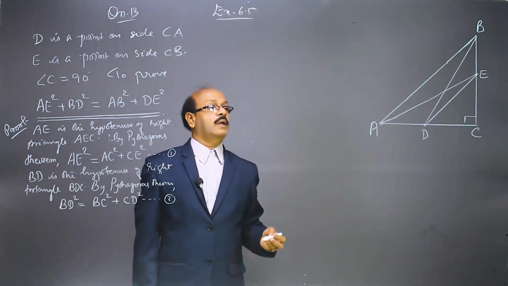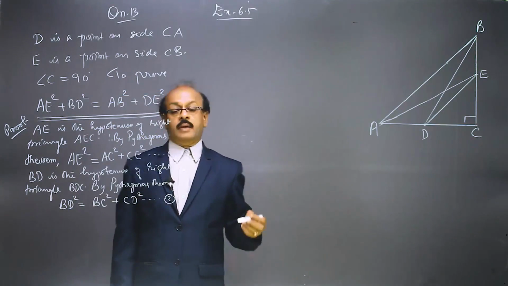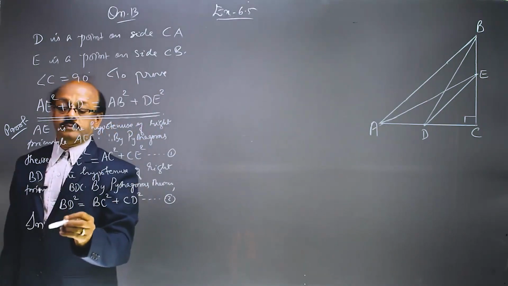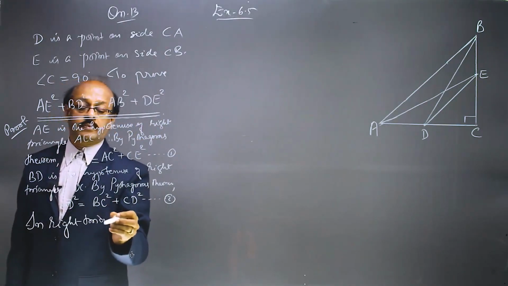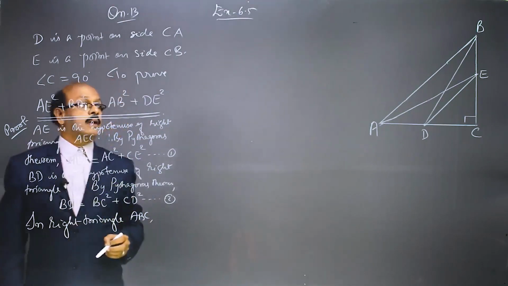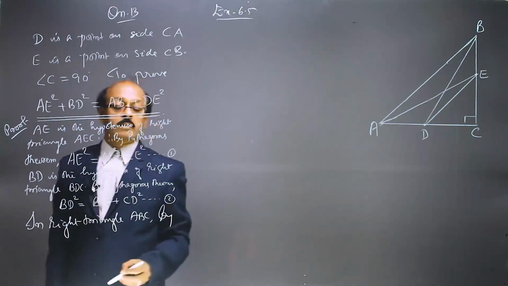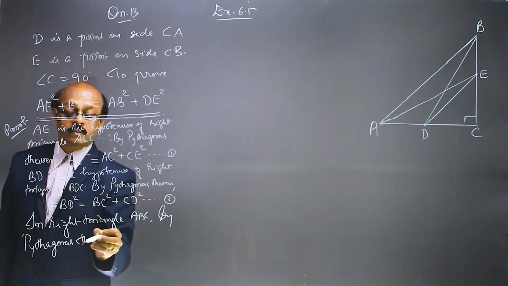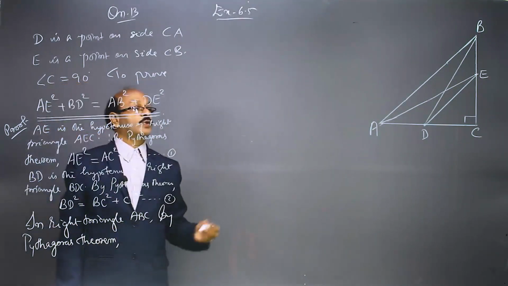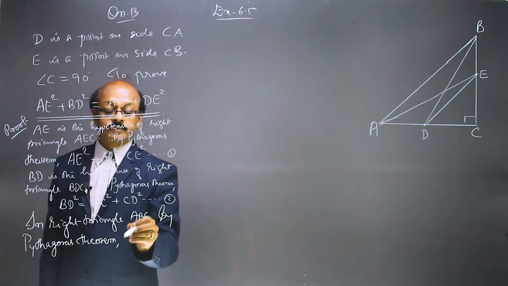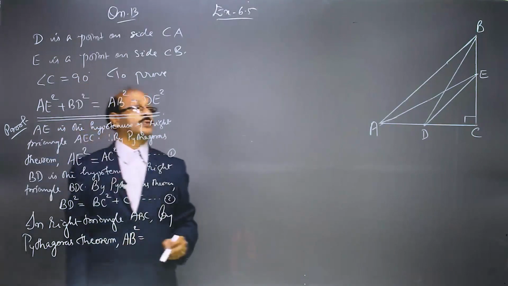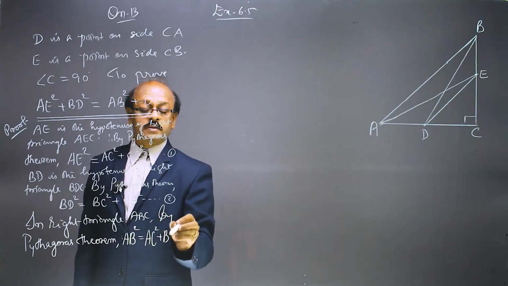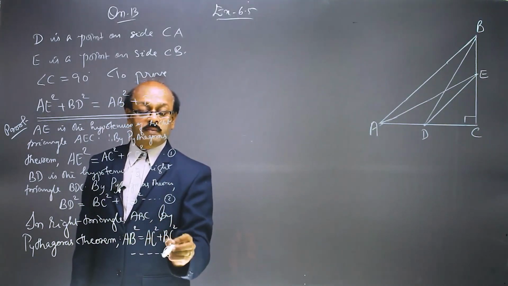Now we are considering the large right triangle ABC. In right triangle ABC, again by Pythagoras theorem, hypotenuse square, that means AB square is equal to base square plus altitude square, AC square plus BC square. Name it as equation number 3.